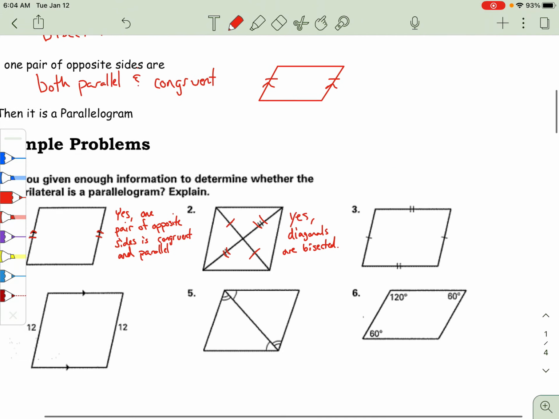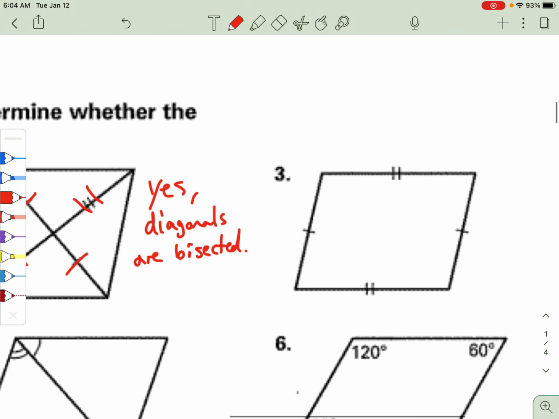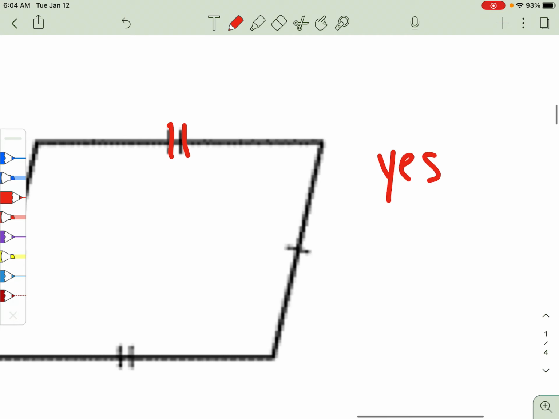Number 3, opposite sides are congruent, so this is also a yes. This is a parallelogram.